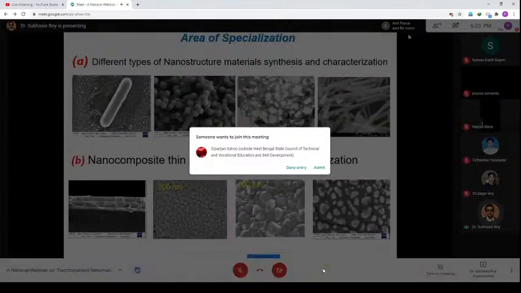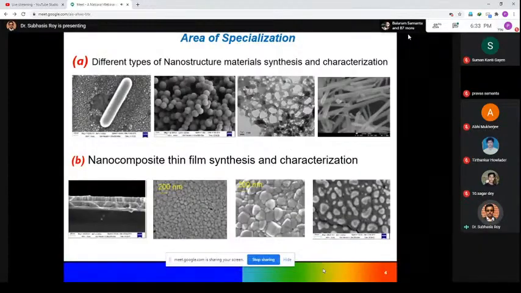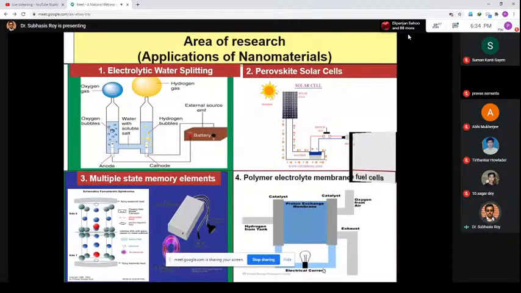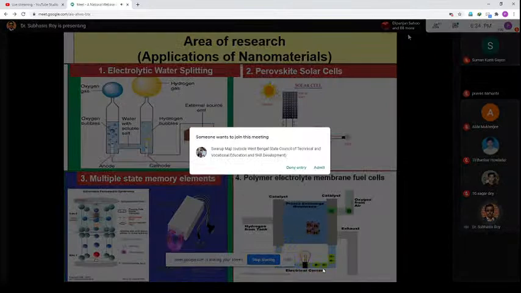Here, you see we synthesize different types of nanomaterials, like nanospheres, nanorods, nanofibers, and nanoclusters. We synthesize these materials in our laboratory at Calcutta University, and after synthesis we apply them for making energy devices. Energy devices means fuel cells, water splitting, hydrogen generation. You all know that nowadays renewable energy is the most important research area because of the energy crisis. We apply these nanomaterials to overcome this problem.